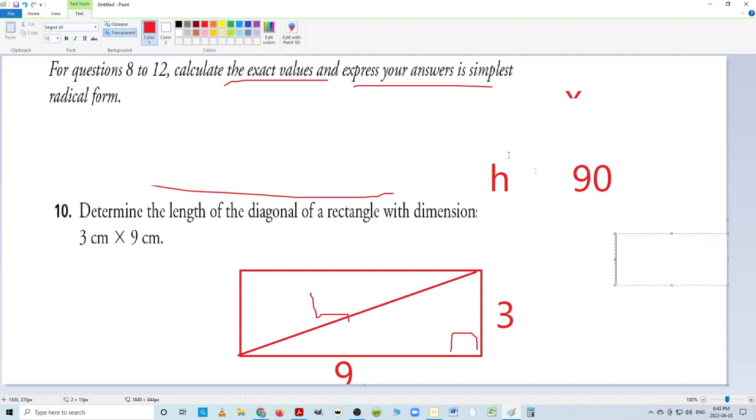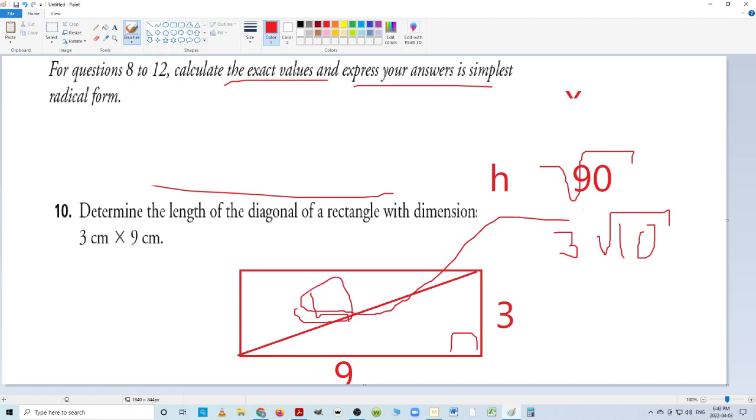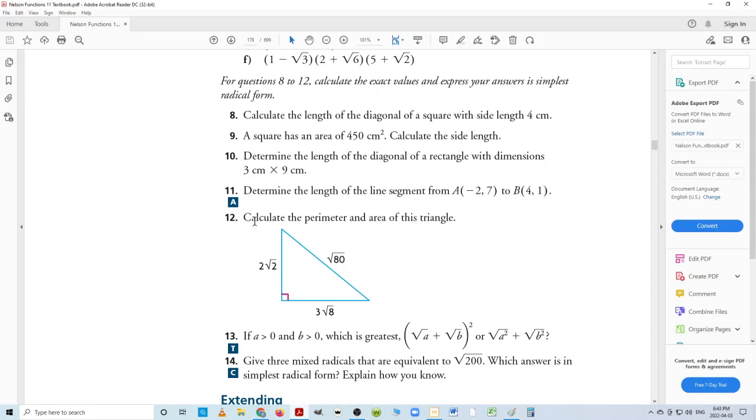So in other words, h squared is equal to 90, but h is equal to the square root of 90. And quickly I can say, well, that's 9 times 10, so I got 3 times the square root of 10. And that's going to be this diagonal right here. Let's see if I can finish the others quickly. This is just all about remembering how to do a length of a line segment.